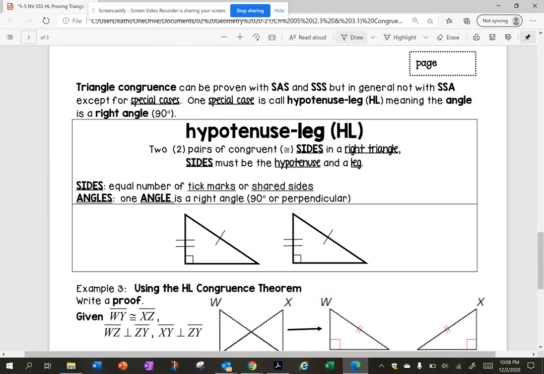Okay, so another way I can prove triangles are congruent with 3 pieces of information is called hypotenuse leg. So hypotenuse is the name of the side across from a 90-degree angle. So while I really sound like I only have 2 pieces of information, the third piece of information is that I have a 90-degree angle. So again, for sides, I'm looking for tick marks and shared sides. And one angle has to be a right angle is what we're looking for.